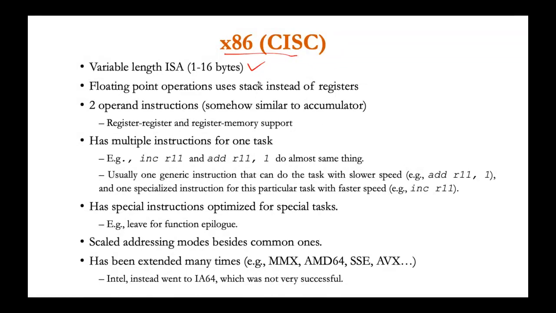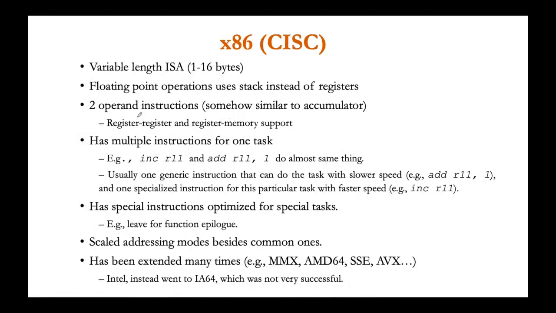This CISC instruction set architecture is used to implement the floating point operations. To implement the floating point operations, they use the stacks which are inside the CPU itself. So these stacks are used for implementing the floating point instead of the registers, right? And there are two operand instructions only.